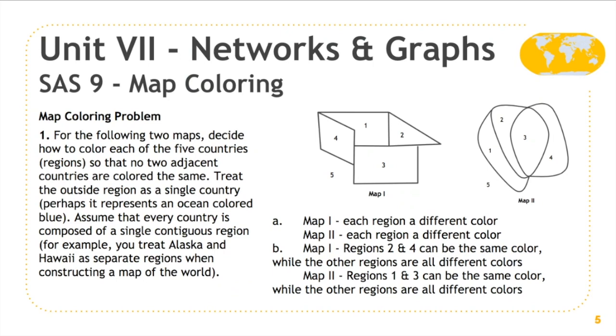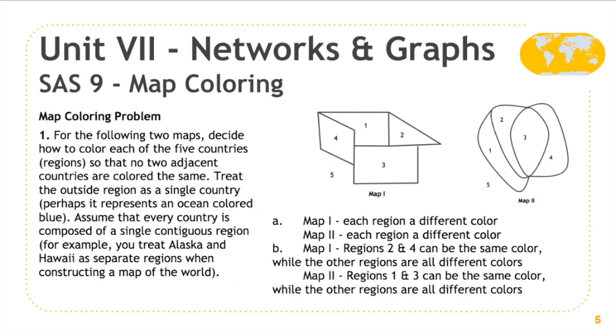How about B, map 1, regions 2 and 4 can be the same color, while all the other regions are a different color. In map 2, regions 1 and 3 can be the same color, while the other regions are all different colors. That's possible too.